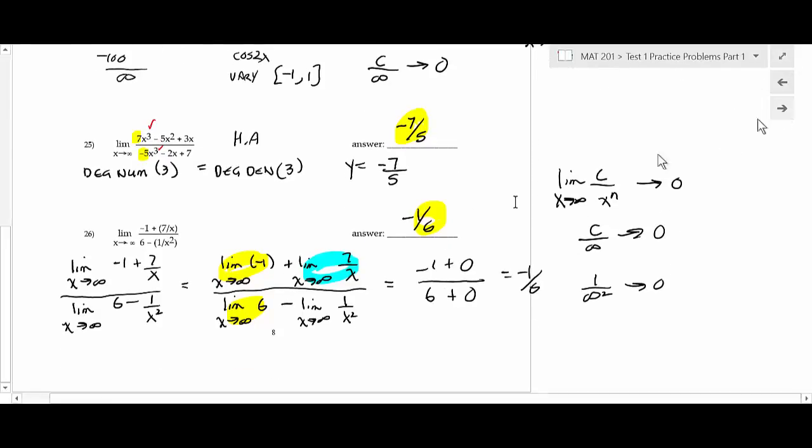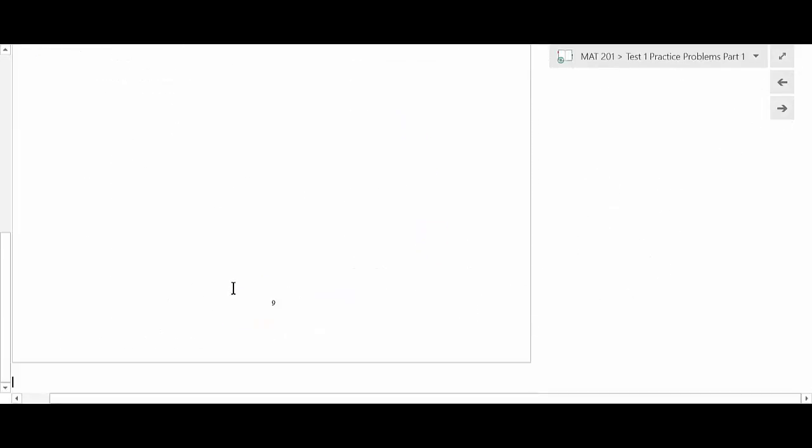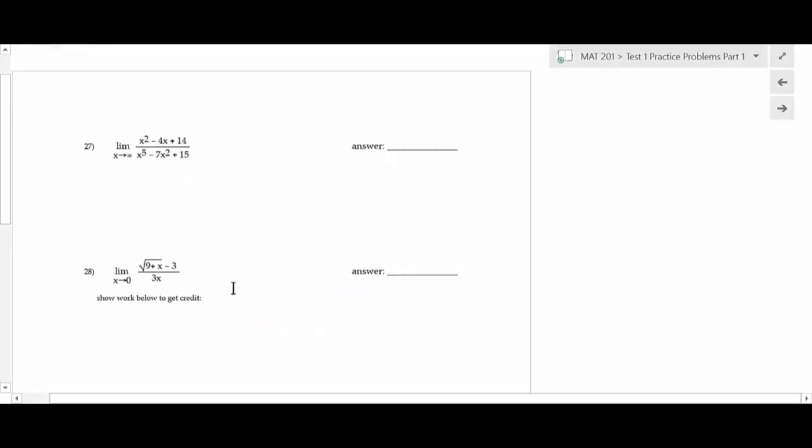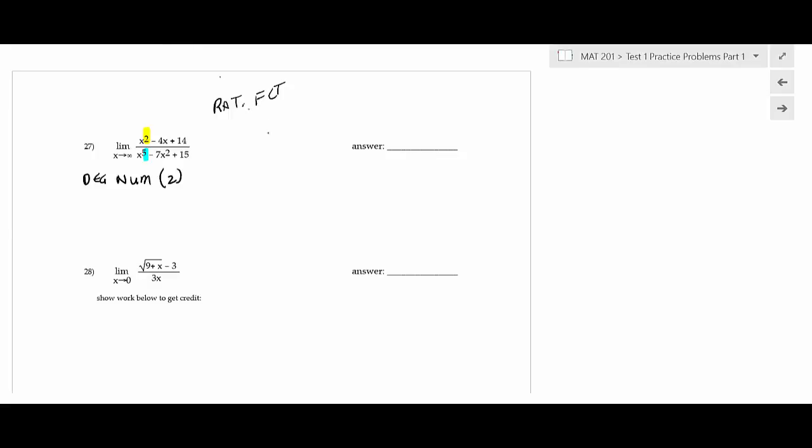Okay, so moving to the next thing here, we've got a couple more limits to look at. This again is a rational function. So we're going to look at the degrees and the horizontal asymptote. The degree of the numerator is equal to 2, that's the highest power. The degree of the denominator, the highest power, is 5.